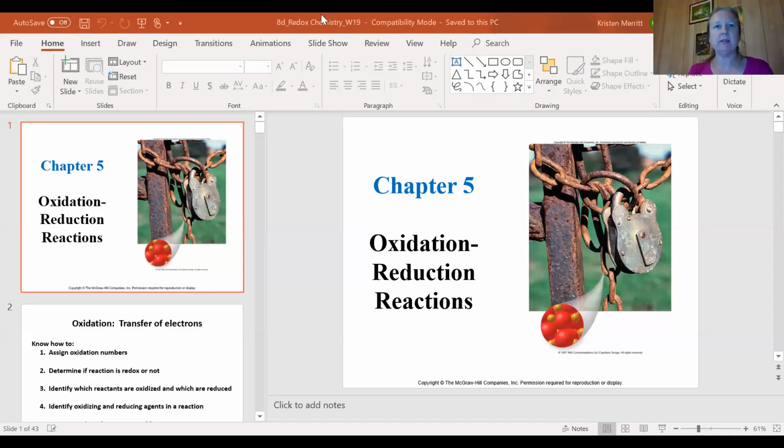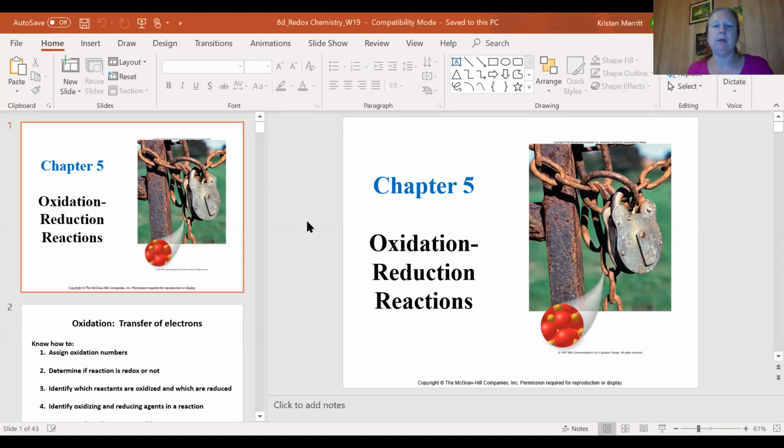This is part one of what will probably be a two-part lecture on redox reactions, or oxidation reduction reactions. We generally just use the shortcut "redox" because it's much easier. Let's go to the slides. This slide set is in module 8, and it's the 8D redox chemistry.